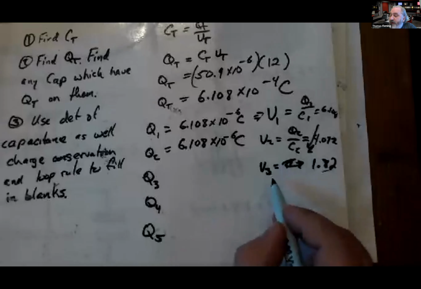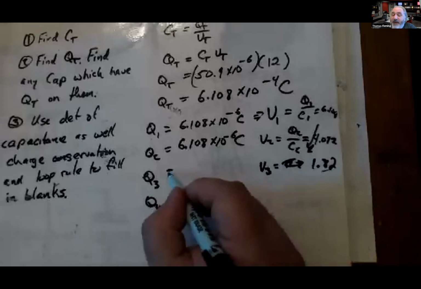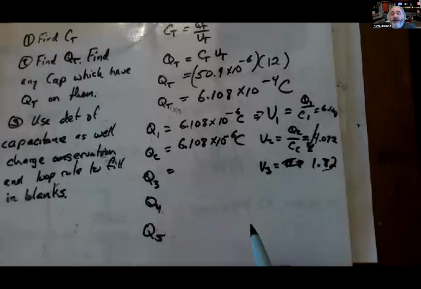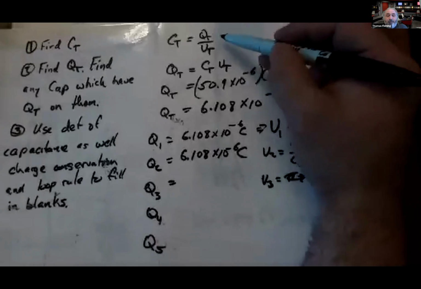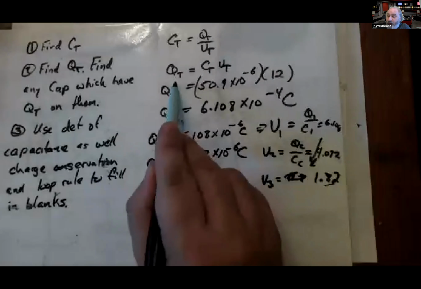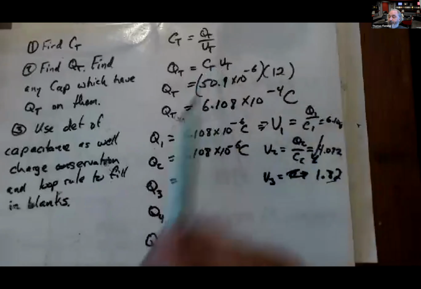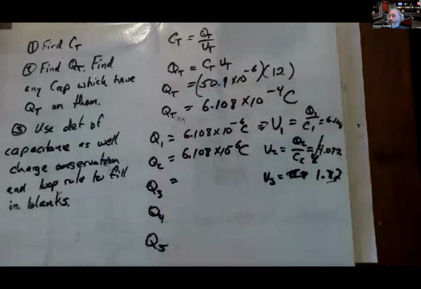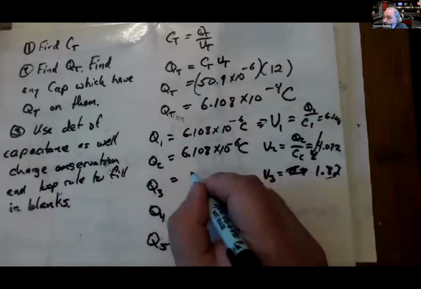However, if I know V3 and I know C3, I can find how much charge ended up on capacitor 3 because I can use the definition of capacitance again. Q3 should equal C3 times V3. So if I take C3, which is 200 microfarads, times V3, which is 1.82, I get 3.64 times 10 to the minus 4.